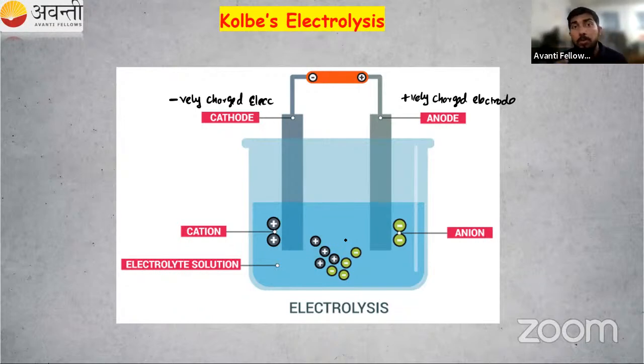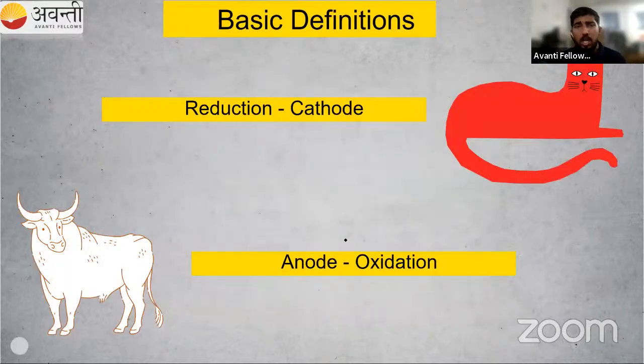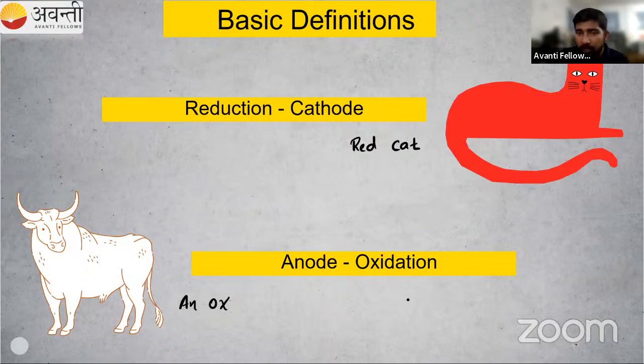So what about Kolbe's electrolysis? You will study electrolysis later, okay? First, the basic definition. Generally, reduction will be happening at the cathode, so I can call it red cat. Then oxidation will be taking place at the anode, so I can say an ox. So an ox, red cat.